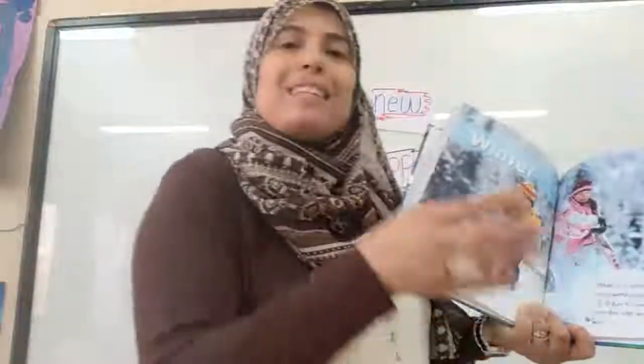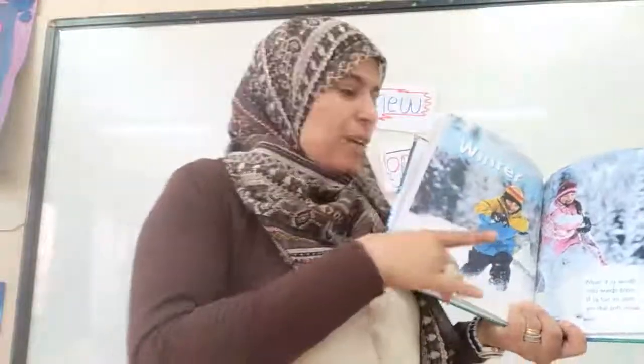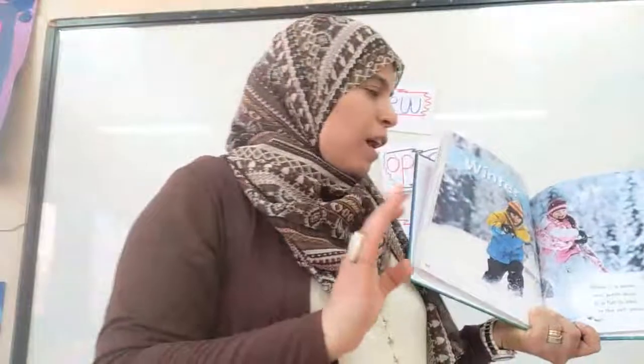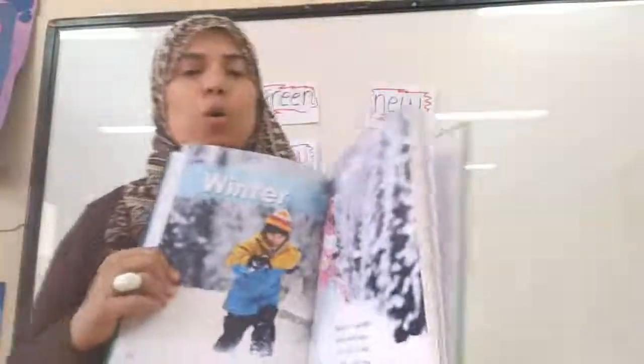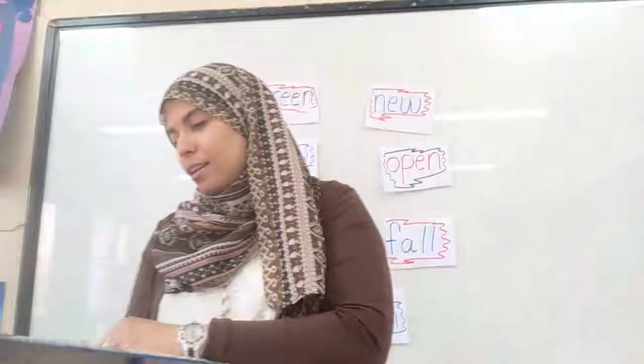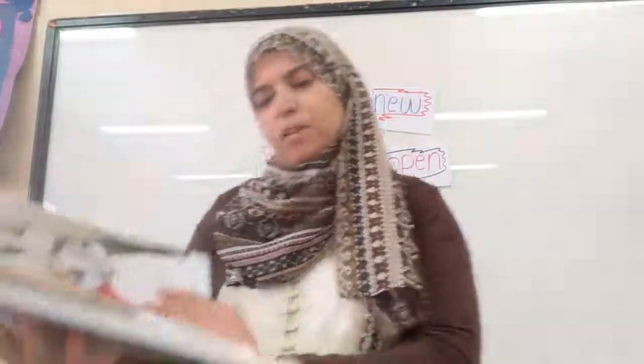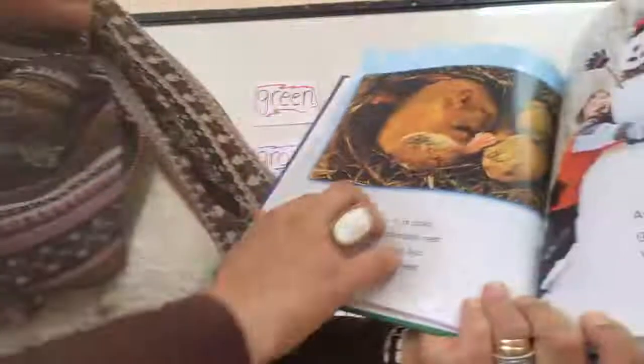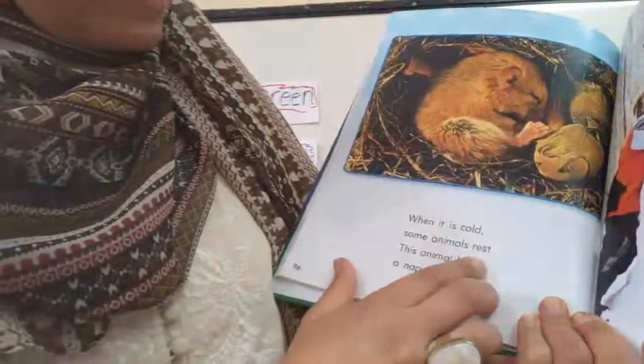So it's fun, but there is something else funny to do. It's fun to sled on the ice, on the soft snow. Of course, we don't have snow in Egypt here, but there is snow in many other places, so they like to sled or to slide on the snow, okay, on the snow. Then, when it's cold, some animals rest.